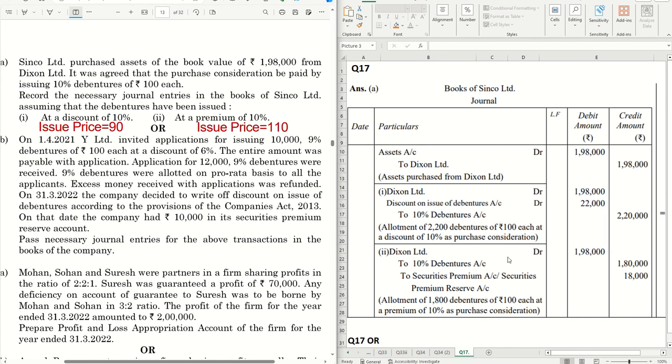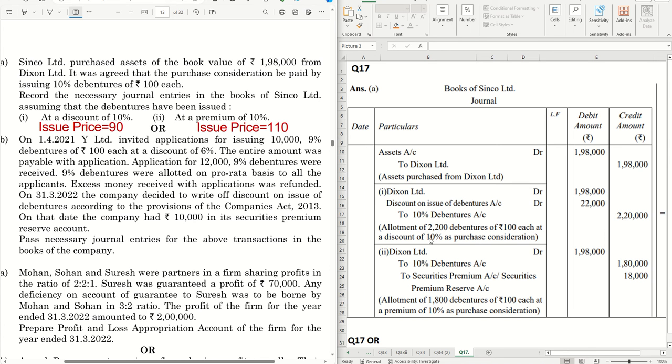Premium again, 1,98,000 remains the same, divided by 110, you get 1,800 as the number of debentures. So same logic we'll use here. Journal entry is Dixon Limited account debit to 10% debentures account to securities premium reserve account or securities premium account, both are correct. And here 1,80,000 is the face value of debentures and 10% of that is your premium. So that also adds up to 1,98,000.